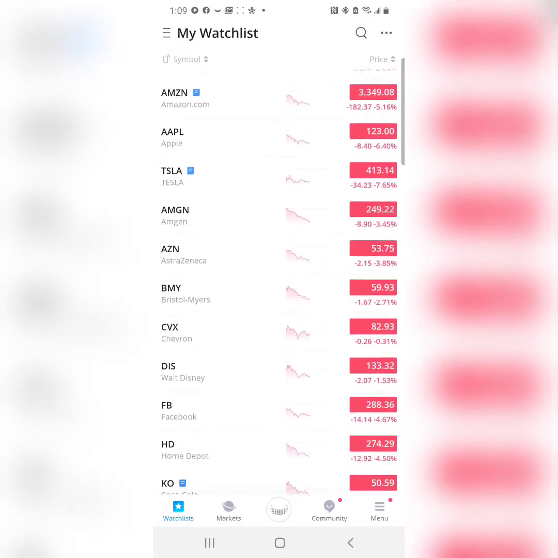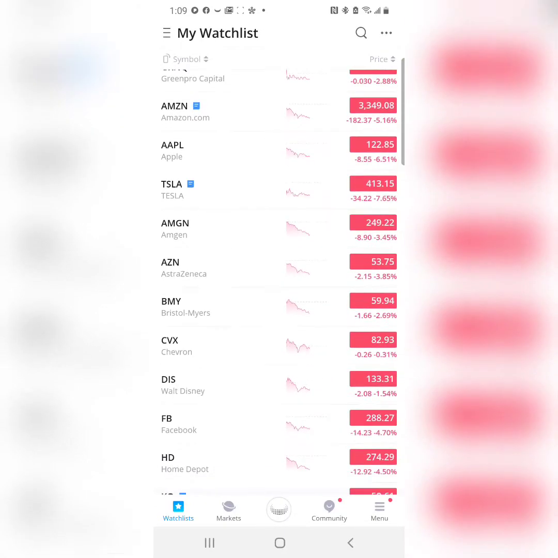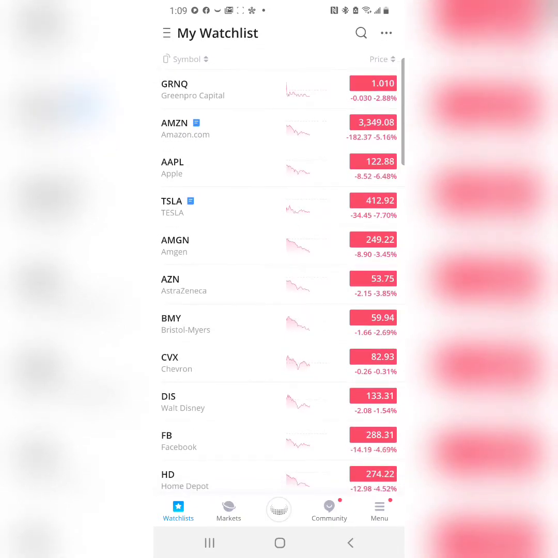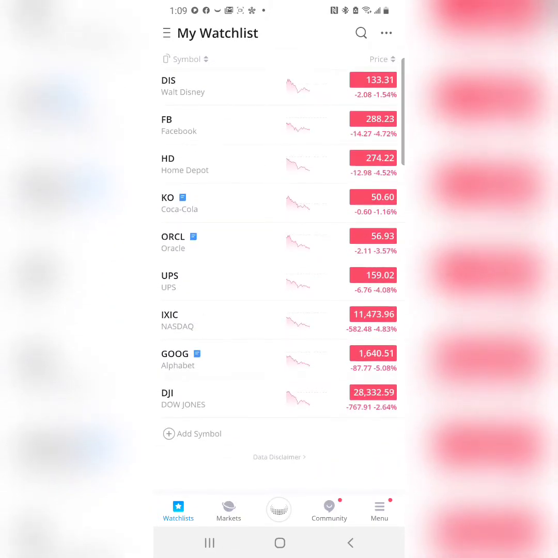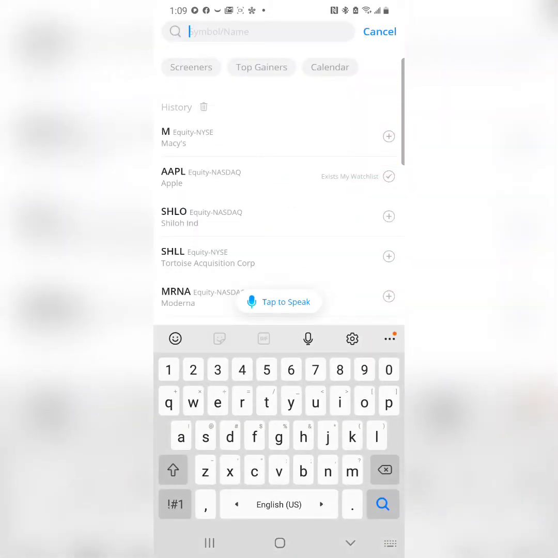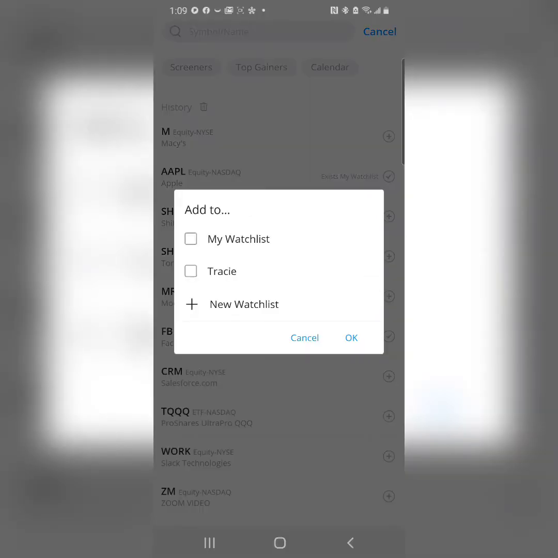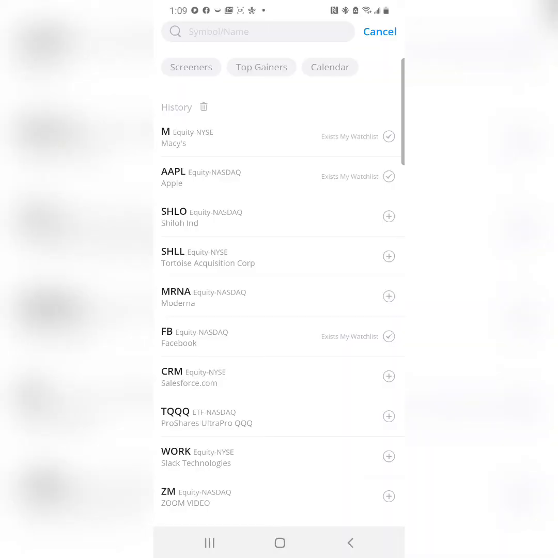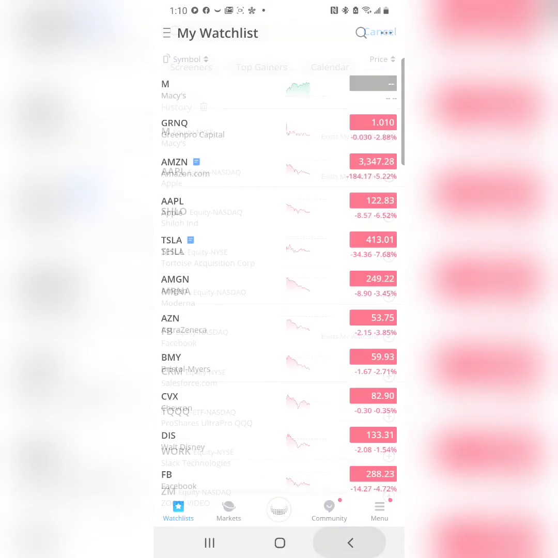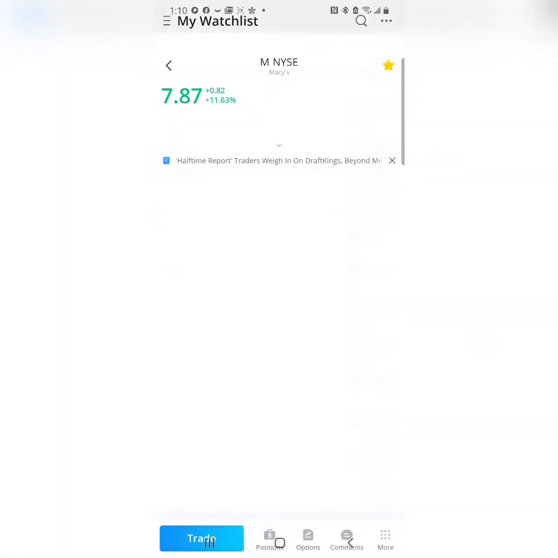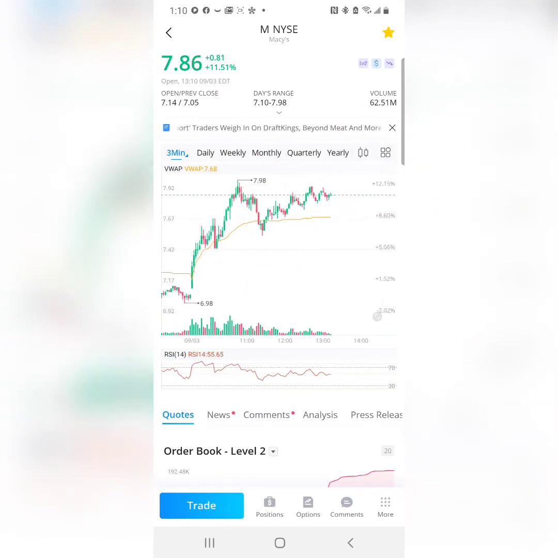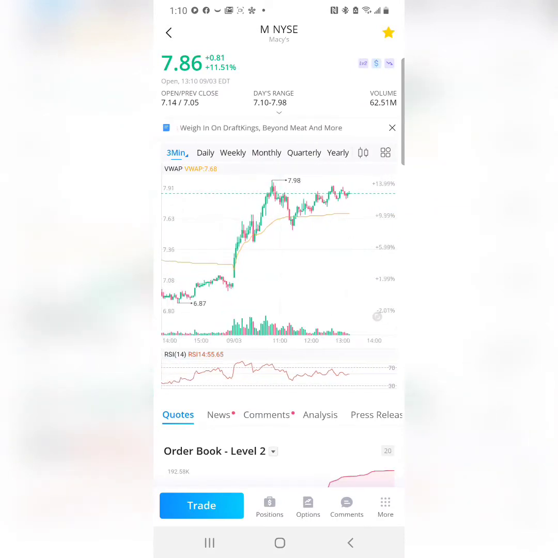All right, so first let's find the ticker that we want to trade. If you don't have the ticker up there yet, then you can add it. So we hit add symbol down here. I want to trade Macy's. So I hit that little plus sign. I'm going to add it to my watch list. Okay. Go back. And here it is. It's up here. Now, this is something I want to trade.